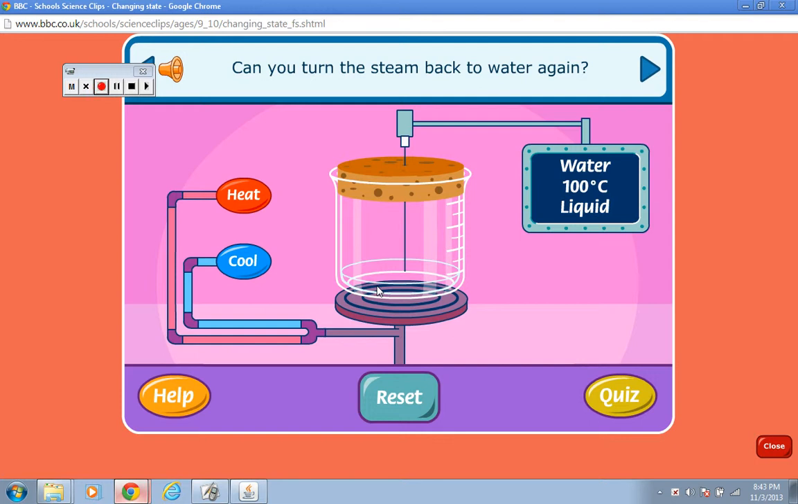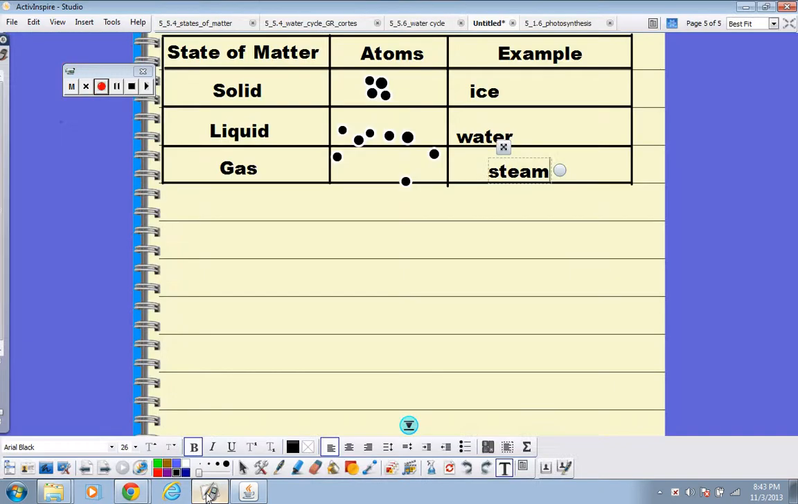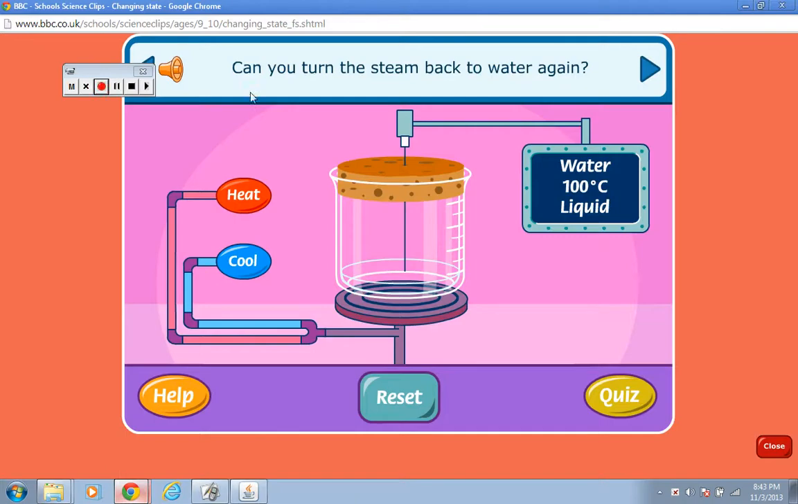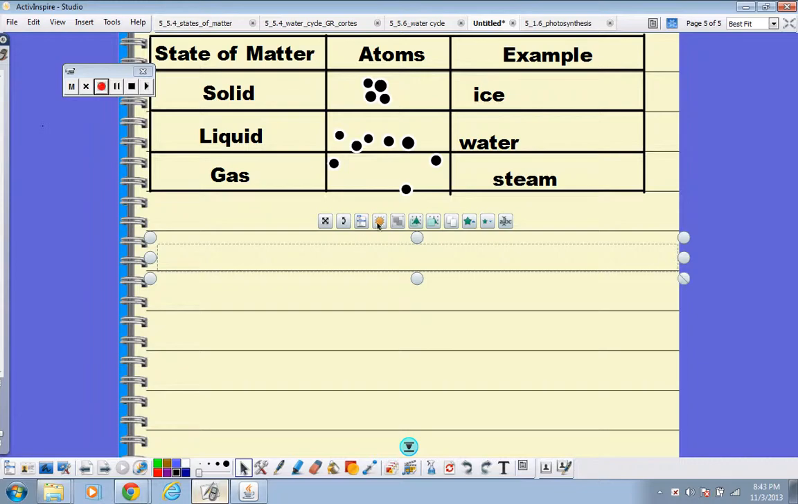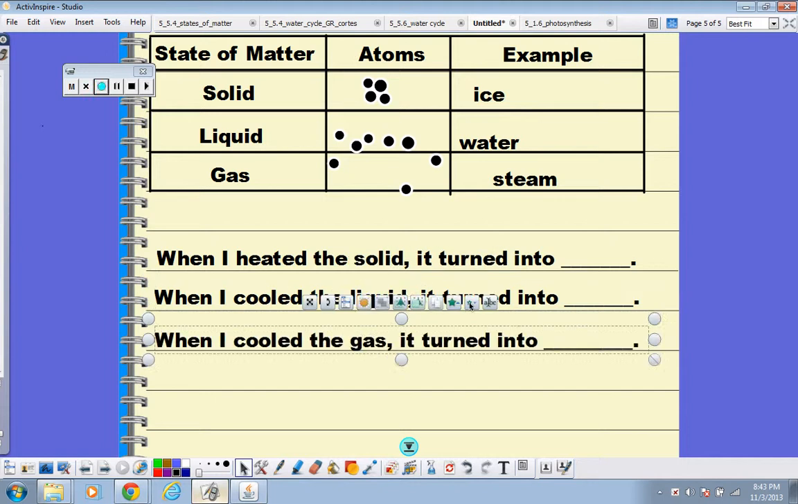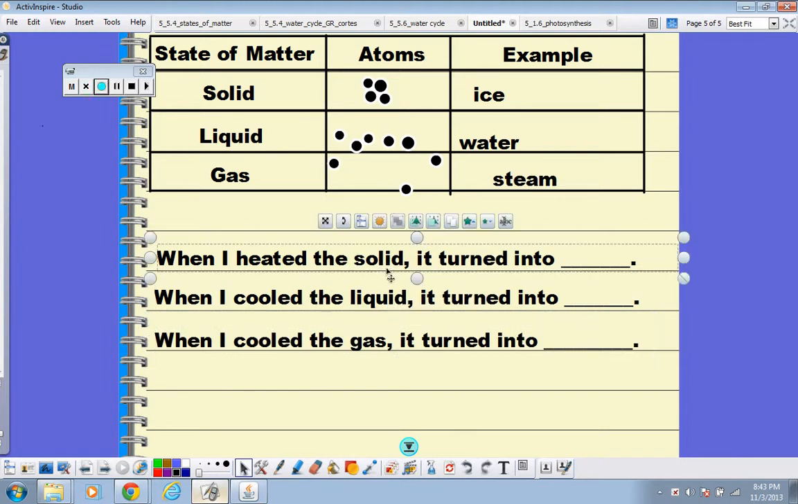So what I'm going to ask you to do now is read the next directions. They should tell you to click on a button that will bring you to this game. I want you to follow the directions and play the game. And as you do that, make sure you write down what you observe. Make sure you write down what you see when you heat the solid, when you cool off the liquid, and when you cool off the gas. What does it turn into?